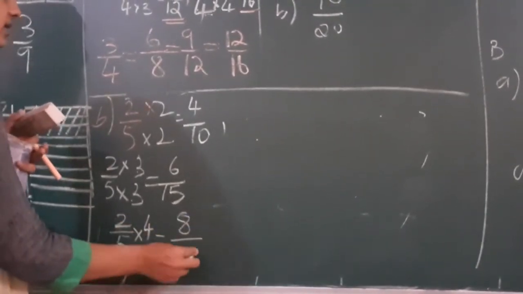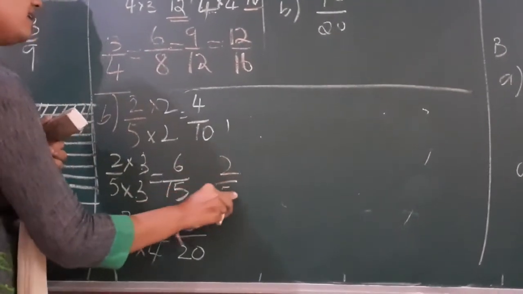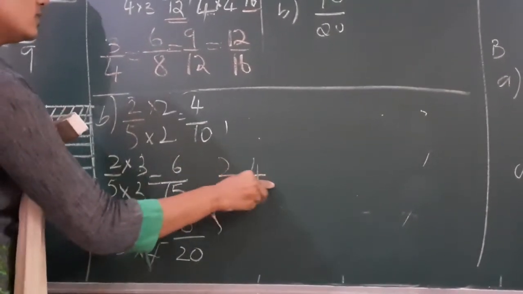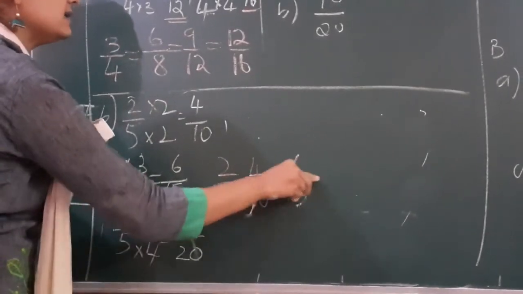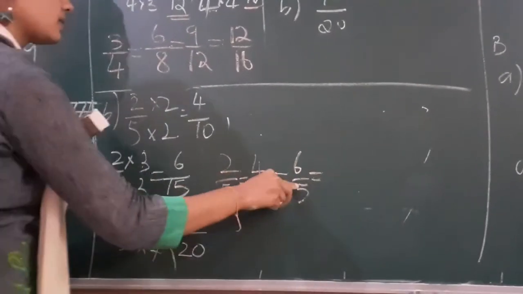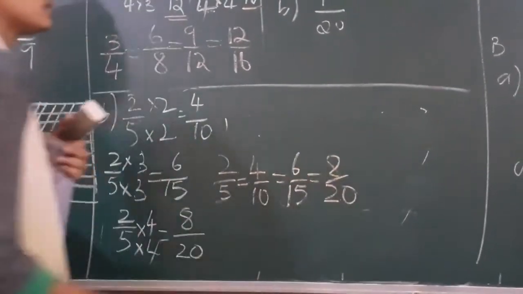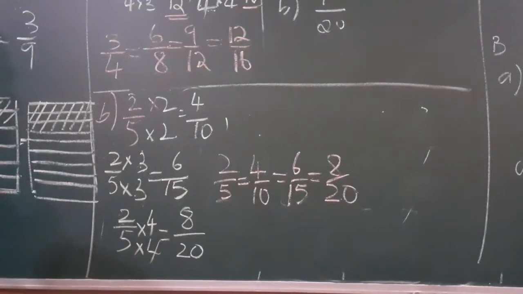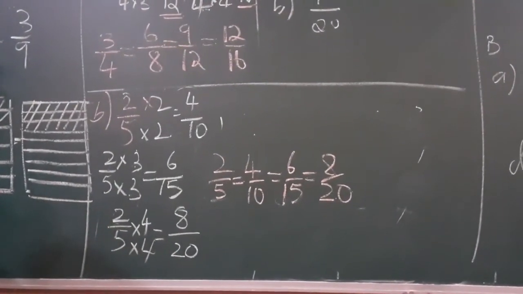Take the same fraction again, multiply with 4. What is the answer I get? 8 by 20. So I can write 2 by 5 is equal to 4 by 10 is equal to 6 by 15 is equal to 8 by 20. This is how I find equivalent fractions by the multiplication method.